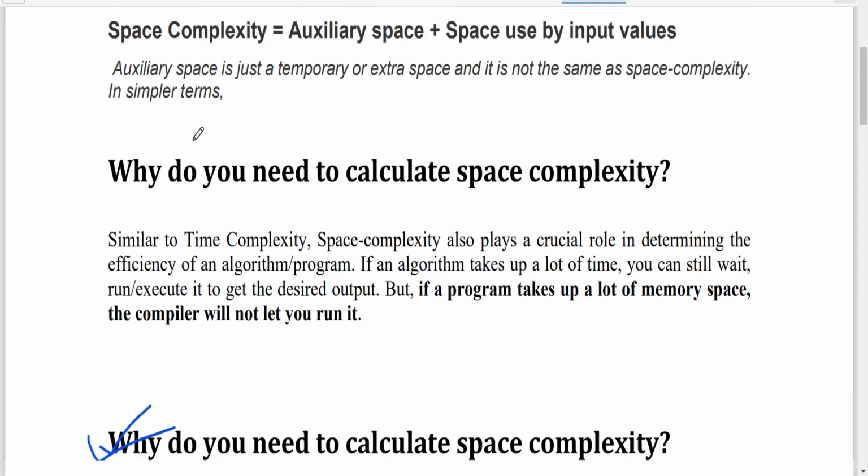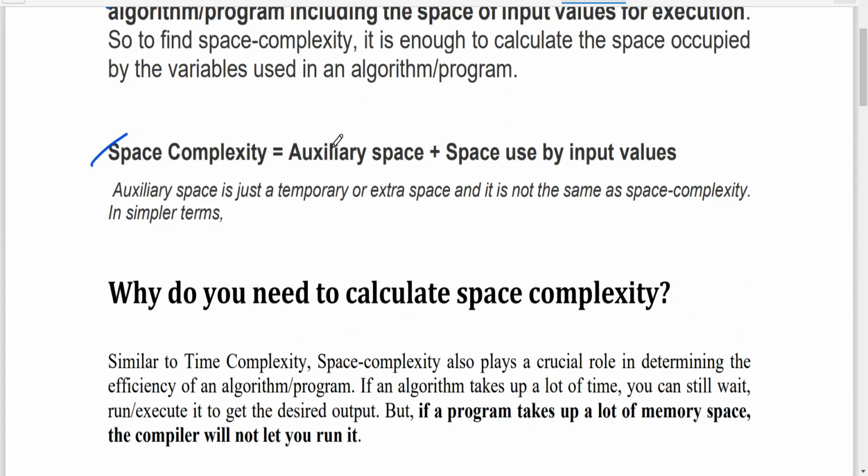Here I have written in simple terms that space complexity is auxiliary space plus space used by input values. Many students were confused between space complexity and auxiliary space. So below I have written a definition that auxiliary space is just a temporary or extra space. Auxiliary space is nothing but a temporary space which was used in that algorithm. That auxiliary space plus the space used by input values, both combined, will become space complexity.